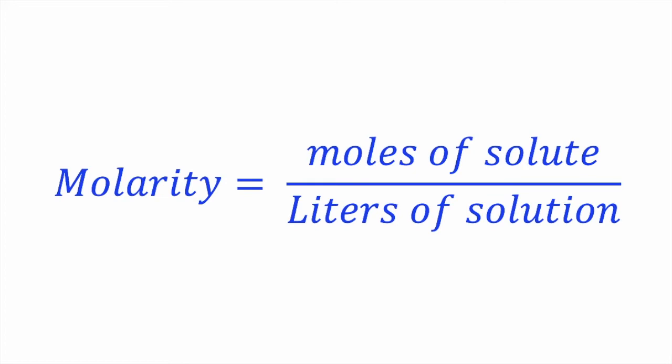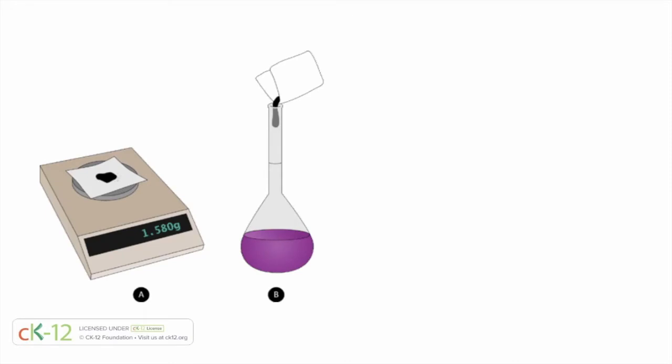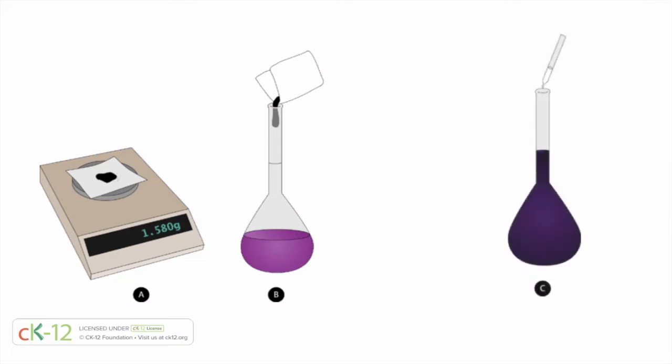It's very important to note that the denominator is liters of solution and not liters of solvent. In fact, when you make a solution, you're typically putting all the solute in first with a little bit of the solvent. You mix it up, and then you add additional solvent to this mixture until you have the exact volume you need. One thing to bear in mind is that solution volumes vary with temperatures.